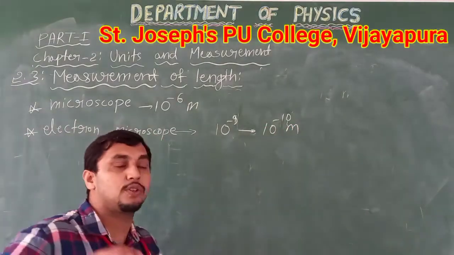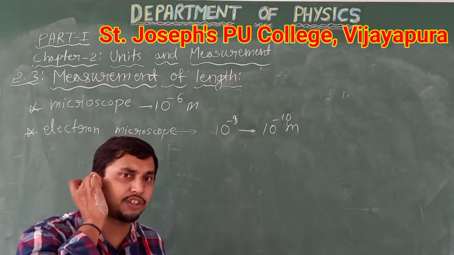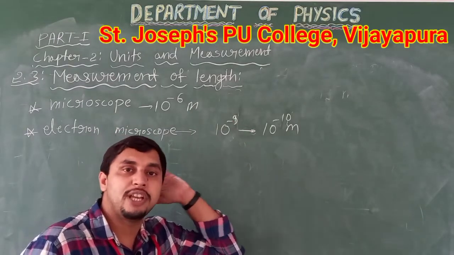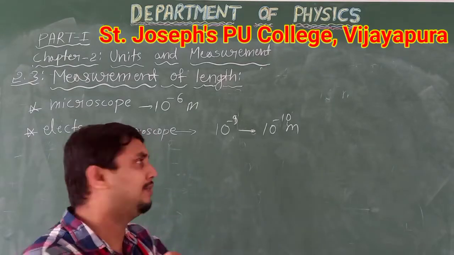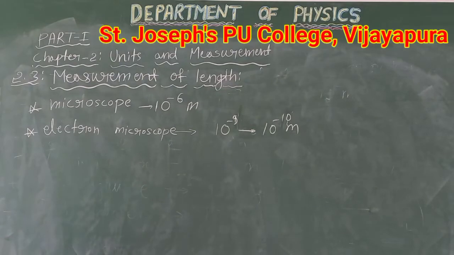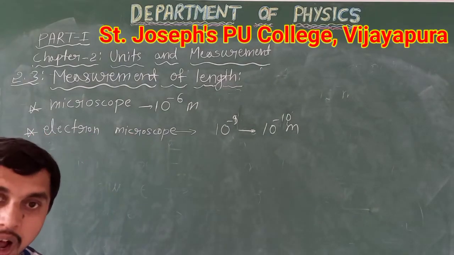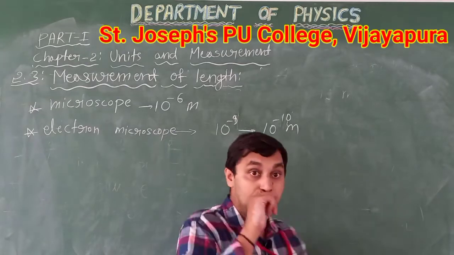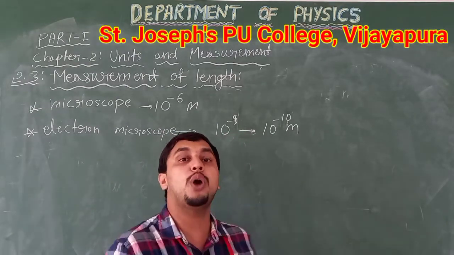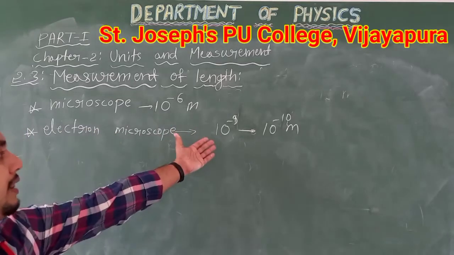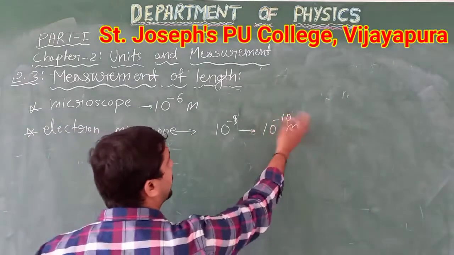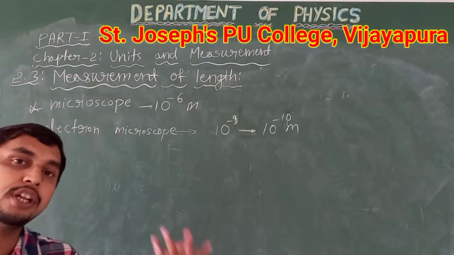Scientists use this electron microscope in their laboratory for measuring smaller lengths, in the order of 10 to the power of minus 9 to 10 to the power of minus 10 meter. Now, if the order of length is lesser than this, lesser than 10 to the power of minus 10 meter, then what do we have to do? How do we measure the length?